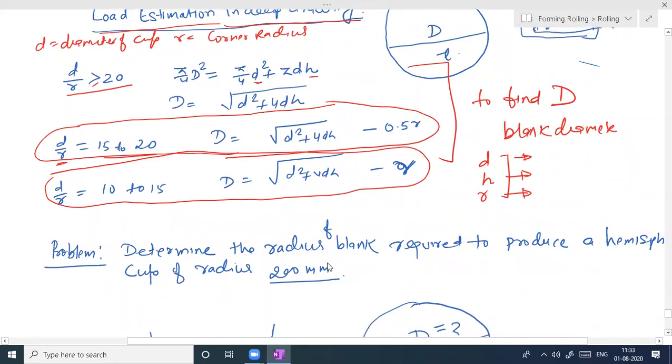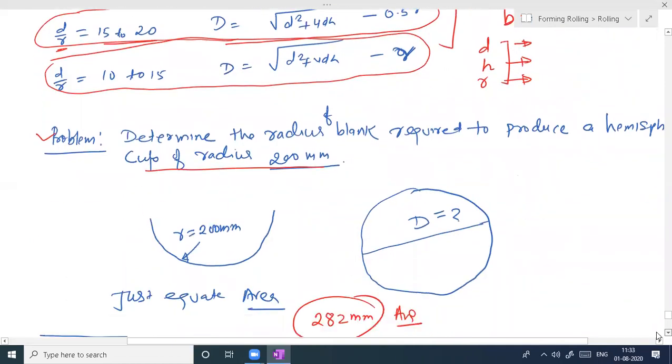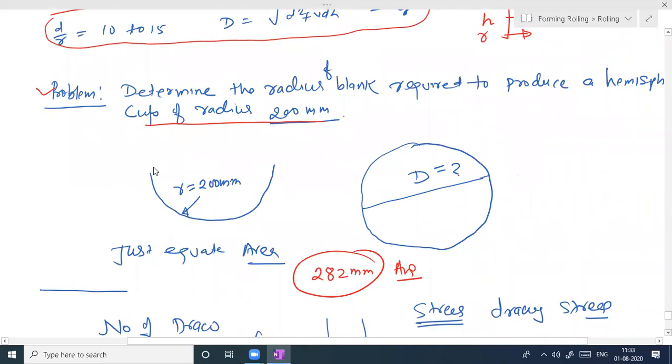Then determine the one problem I asked you to solve. Determine the radius of blank required to produce a hemispherical cup of radius 200 millimeter. So this is your hemispherical cup. Hemi means half, right?